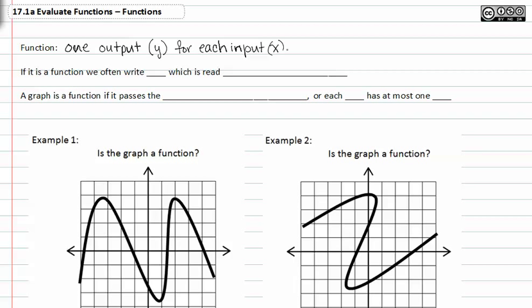So if you were to say that there was a function box, it's called f of x. If you were to put in 3, 5, and 3, you would get 2, 6, and 2.